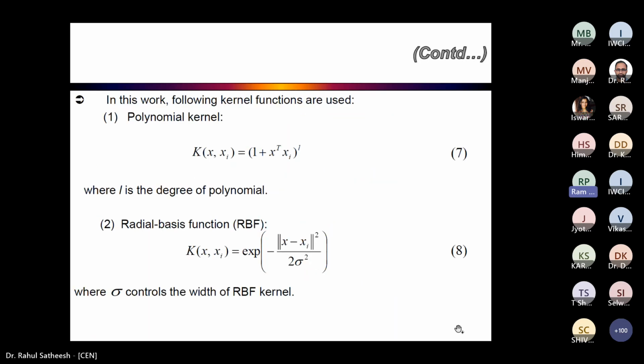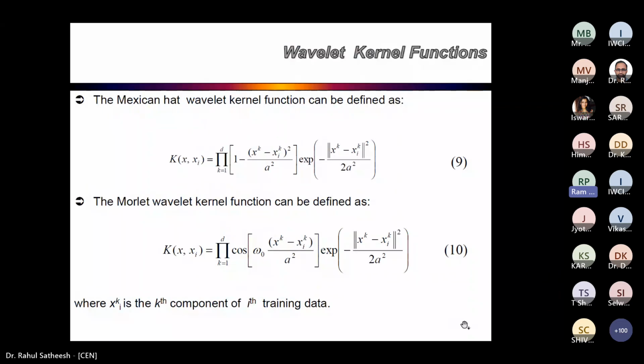Next slide. In this work, the following kernel functions are used. The polynomial kernel, defined by equation 7, where L is the degree of the polynomial, and the radial basis function, defined by equation 8, where sigma controls the width of the RBF kernel. Next slide, please. The Mexican hat wavelet kernel function is defined by equation 9, and here you can see the mathematical representation. And the Morlet wavelet kernel function is defined by equation 10.